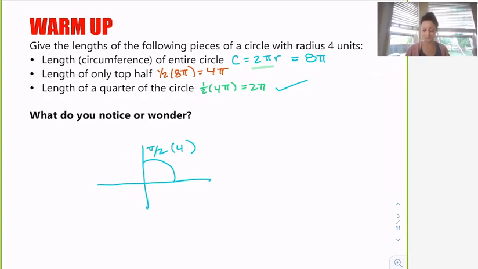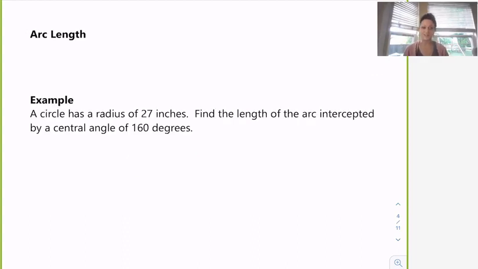Okay, so we're going to put that into a formula. This is going to be our first formula for today. In your notes, can you write the words arc length for me? And the formula is going to go like this. It goes S equals R times theta, or S equals R theta, okay? Now let's put some labels on each of these. So let's start with R. What do you think R is?